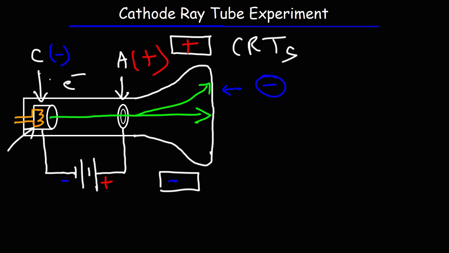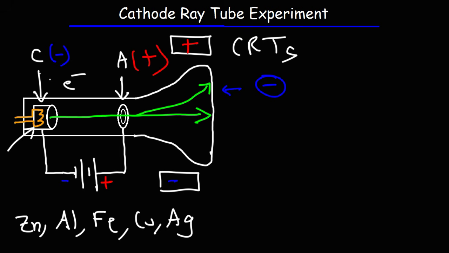Now, another thing that he experimented with was the use of different anode and cathode materials. It doesn't matter what metal the anode and the cathode were made of. If we use zinc, aluminum, iron, copper, or silver, all of these metals can emit a cathode ray. So the fact that these different metals can emit a cathode ray helped them to conclude that all atoms, not just certain types of atoms, but all materials, all atoms contain negatively charged particles, which we now know as electrons.